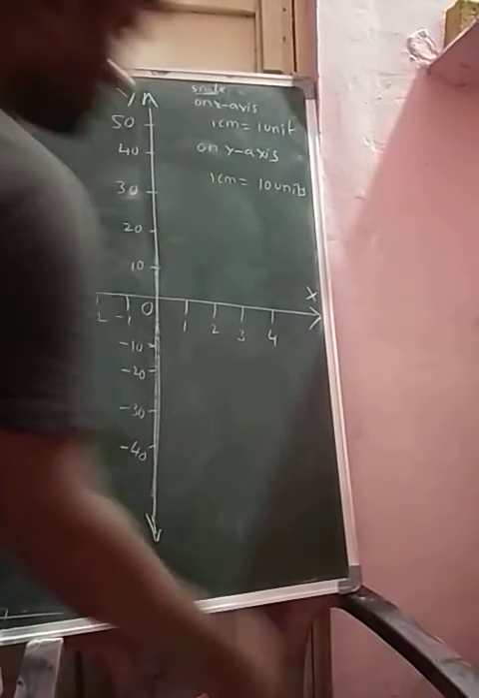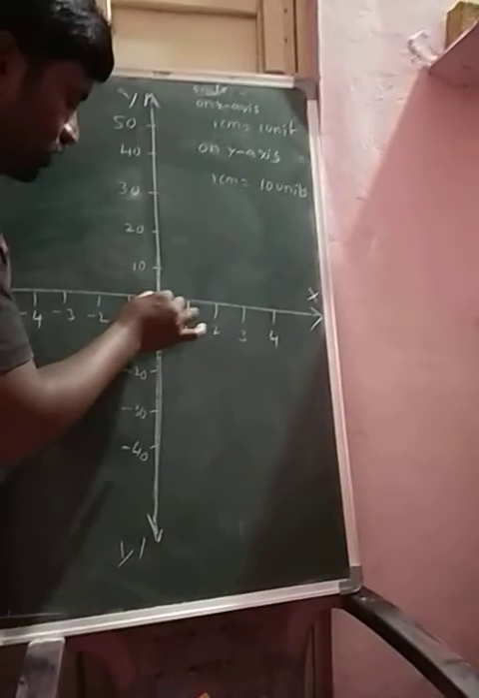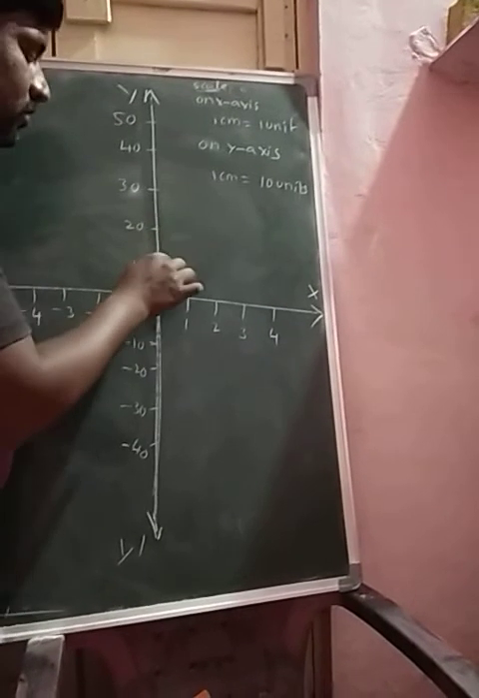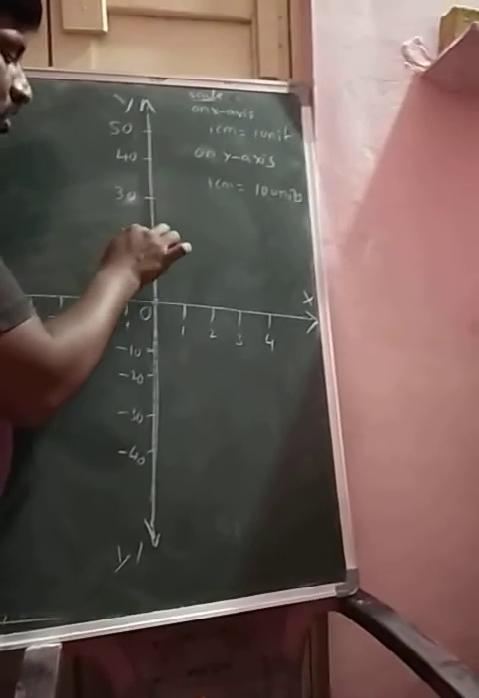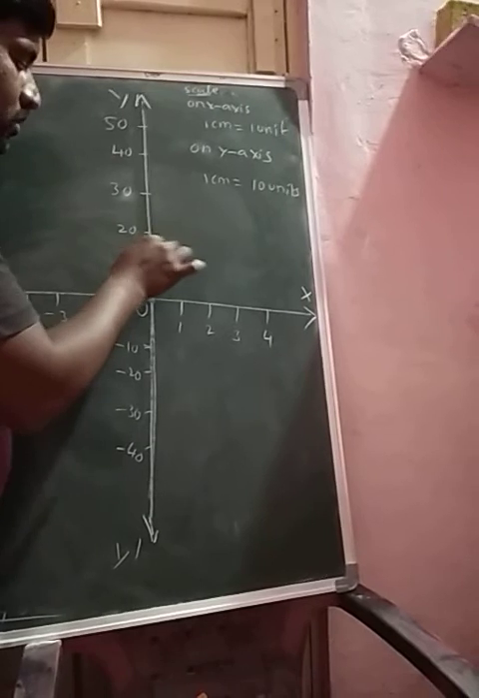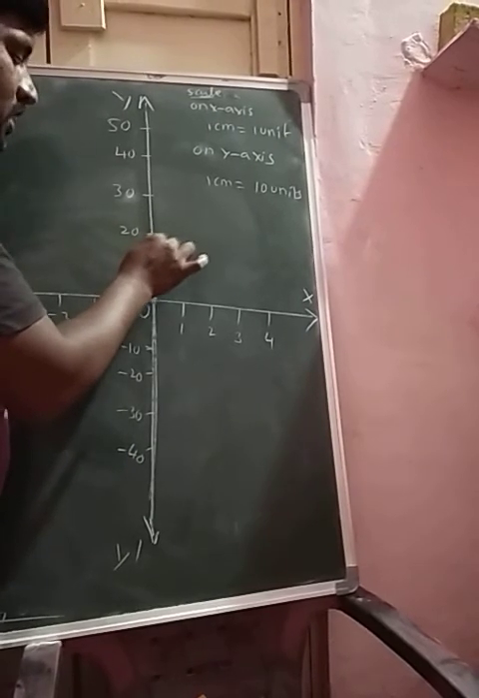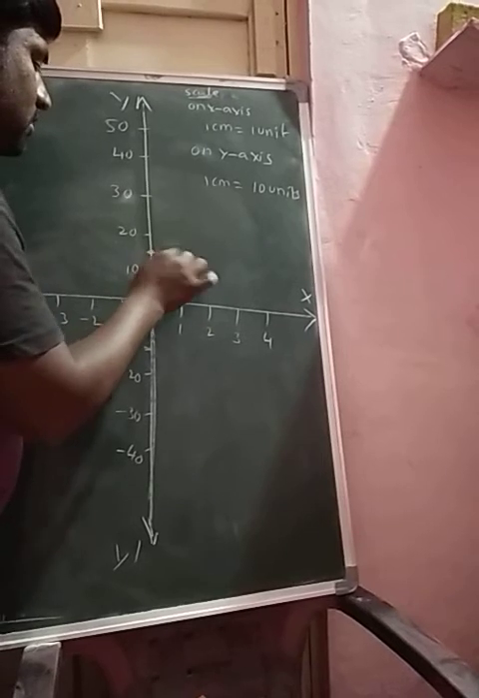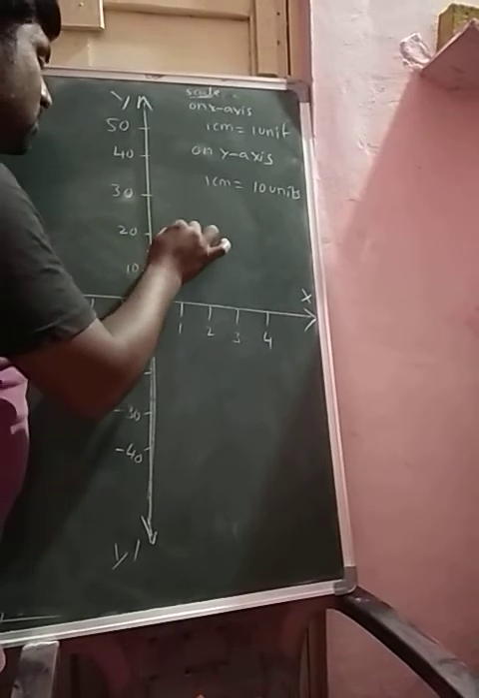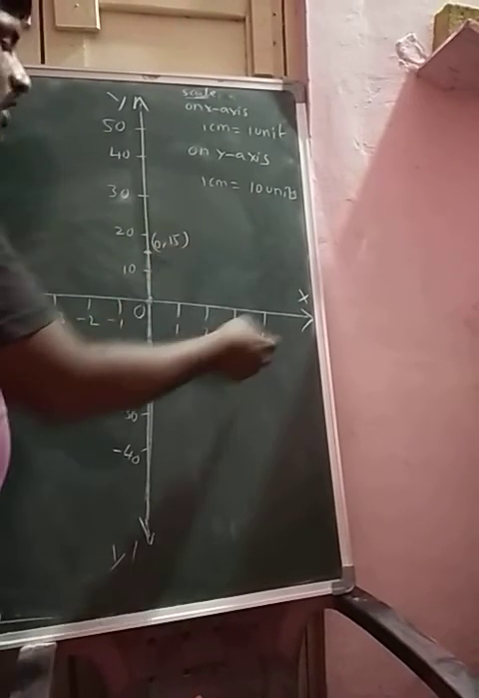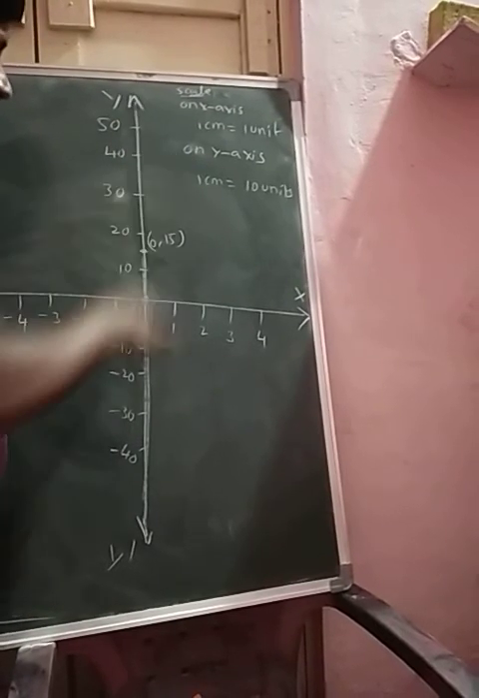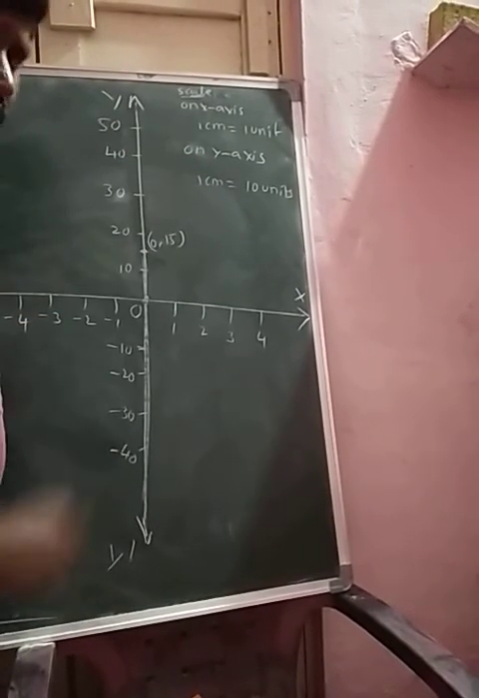In the first point, the x coordinate is 0 and the y coordinate is 15. 15 is in the middle between 10 and 20. So we can take that as (0, 15). On the x-axis the x coordinate is 0, on the y-axis the y coordinate is 15.